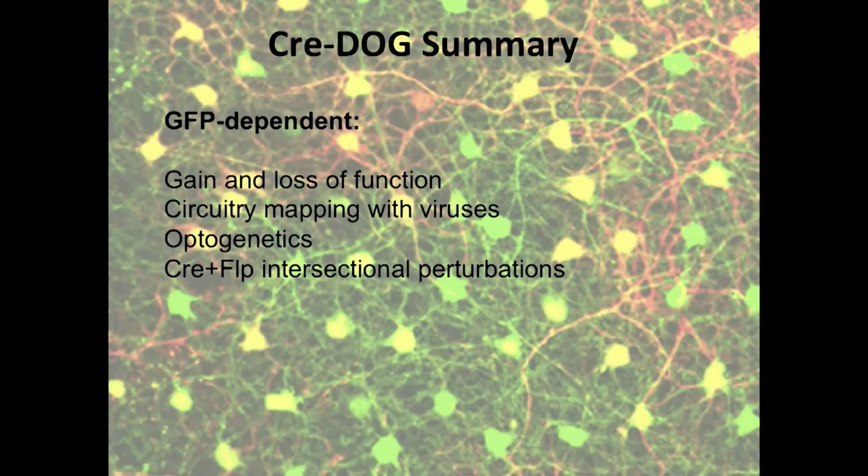So for CRE-DOG then, the summary is that we can do gain and loss of function. That is, GFP-positive cells basically become CRE-positive cells, enabling cells to then recombine whatever CRE-dependent alleles are present, either by viral delivery or an endogenous CRE-dependent allele.